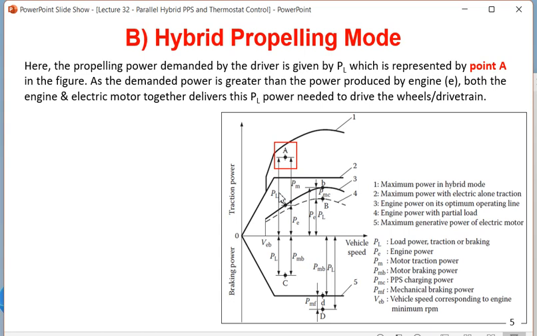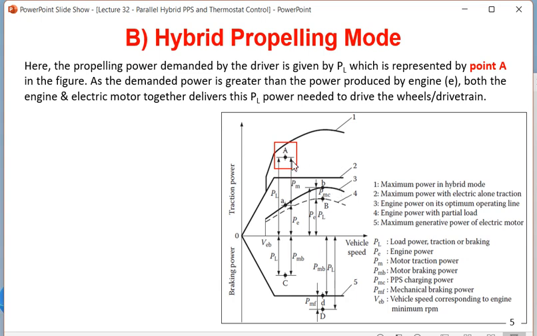You are finding almost engine and motor contributing 50% each. So this is that hybrid traction mode, and this is the main mode for which this drivetrain is designed. You can very easily see that 2 and 3 is less than point A, hence 2 and 3 together are actually supplying this PL. And you are finding this A is actually below this graph 1. What is graph 1? Graph 1 is actually the addition of 2 and 3. So this is the best example of hybrid mode.